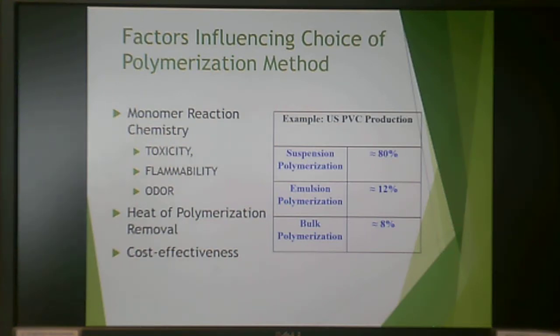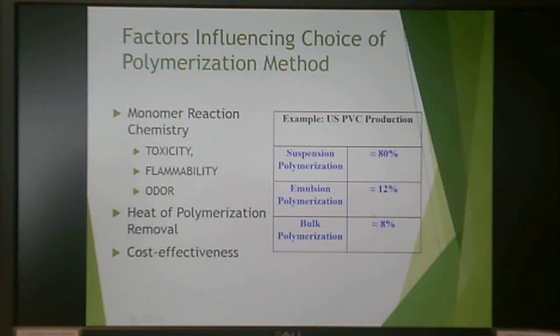So monomer versus polymer, styrene versus polystyrene, they're very different in terms of their chemistry, toxicity, things like that. Also, when you polymerize, you create heat. So you have to figure out a way to remove that heat, or you can have problems. And then, what's cost effective? Now you can polymerize vinyl chloride in the bulk, but in the US, most polyvinyl chloride production is done by suspension. And we'll talk about the pros and cons.